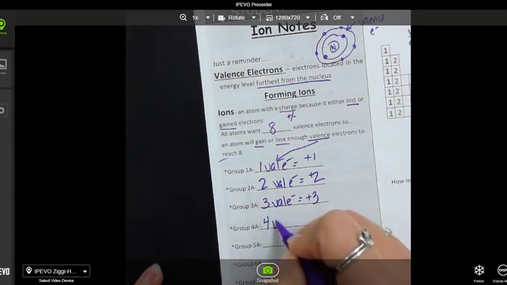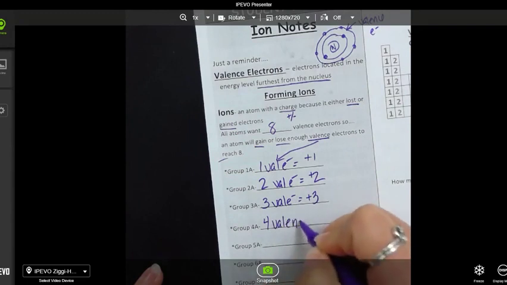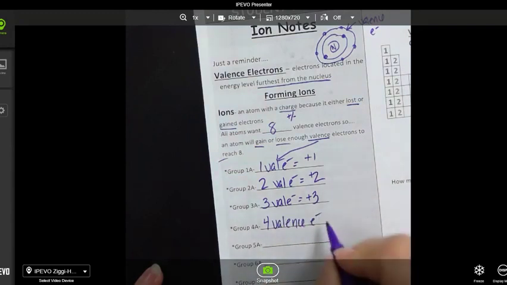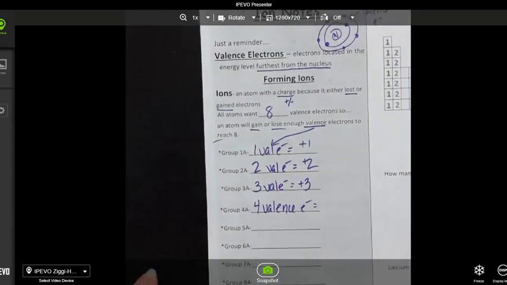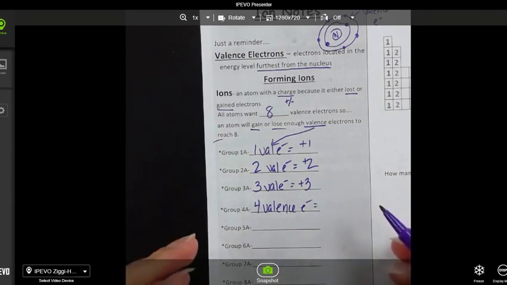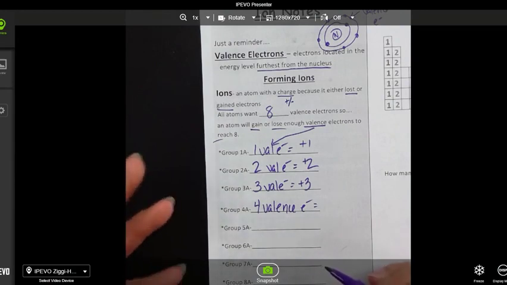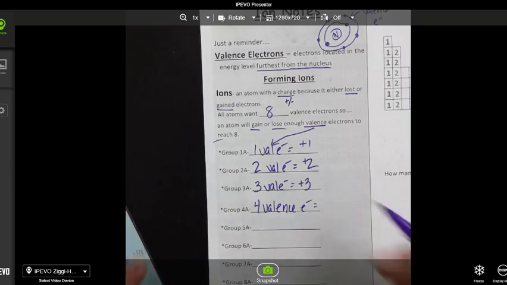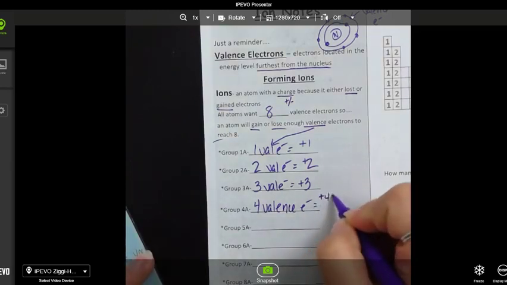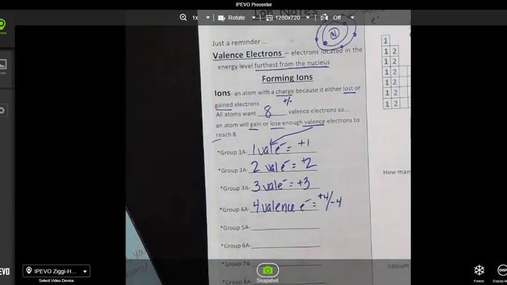Now, group 4A. Group 4A has 4 valence electrons. So, just spelling it out here, 4 valence electrons. Now, if something had 4 valence electrons in its outer shell, what do you think would be easier, to lose 4 or to gain 4? Well, group 4A, it's just as easy to try and throw 4 as it is to catch 4. So they're going to do either. So group 4A could be +4 or -4.